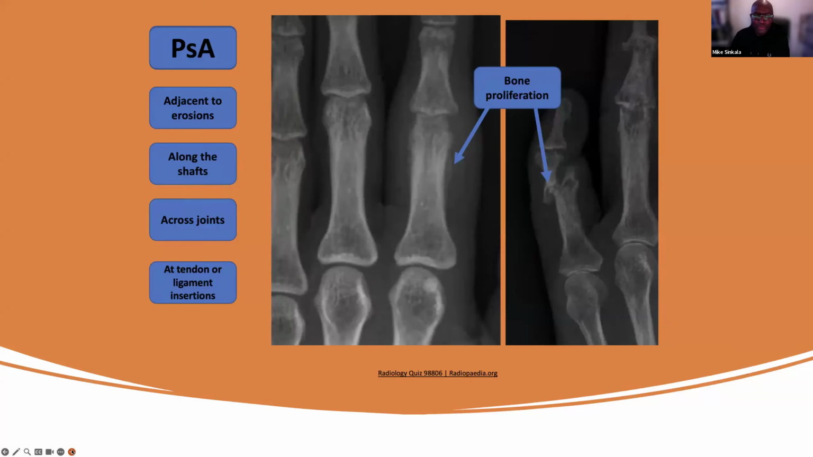Okay. So these are the features that you might be looking out for in psoriatic arthritis. It's quite common also on the plantar aspect of the calcaneus. You will see roughening of the attachment of the plantar fascia on the dorsal aspect of the calcaneus. You'll also be able to see that on the attachment of the Achilles tendon, so there will be those kind of erosions there too.